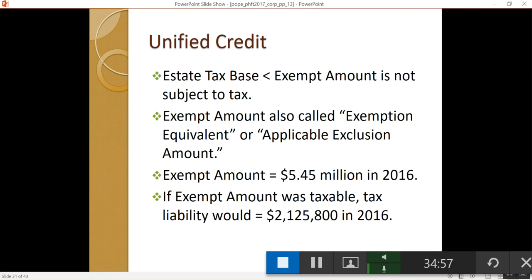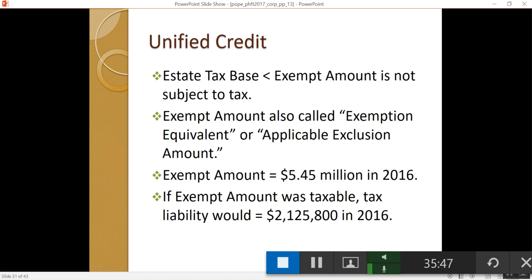So if the exempt amount was taxable, what they're saying in this last bullet is that the tax liability would be equivalent to $2,125,800 in 2016. Now, how did they come up with that? If you look at your tax rate schedule, your unified credit amount for estate and gift taxes, and you look in the last line of the chart, which is for 2016, they're saying that your basic exclusion amount, i.e. your exempt amount or your exemption equivalent, of $5,450,000, and that's the amount that you get to.